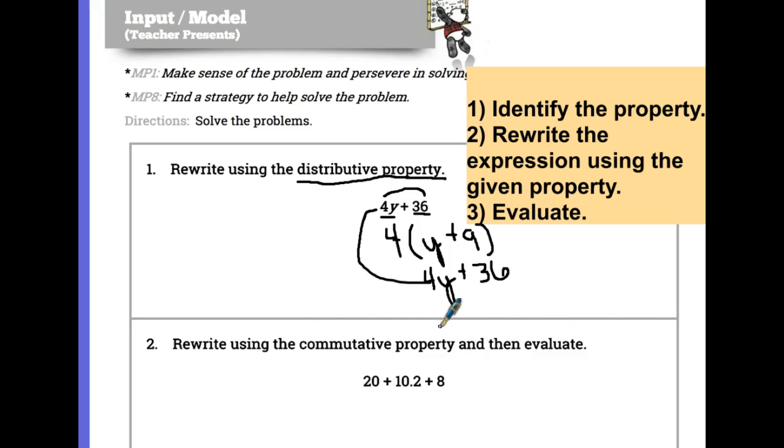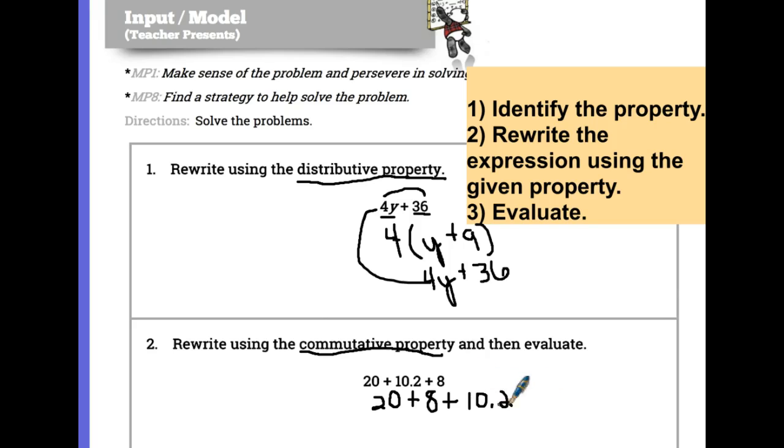So now, rewrite using the commutative property and then evaluate. Commutative property, I'm thinking of the word commuter. Commuter means I go back and forth. So commutative property, my numbers can move. So I'm looking at 20 plus 10 and 2/10 plus 8. And how could I group these together? Well, I don't want to be adding this just yet. I'm thinking if I can write this as 20, and if I can move that 8 right here, and then have the 10 and 2/10, 20 plus 8 is 28. 28 plus 10 and 2/10 is 38 and 2/10.